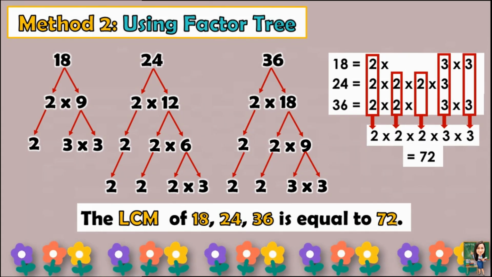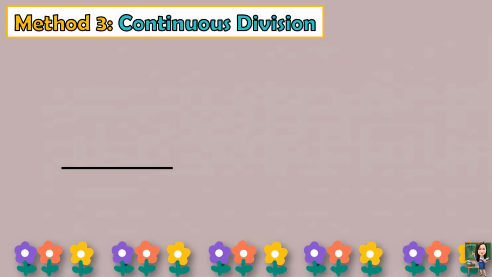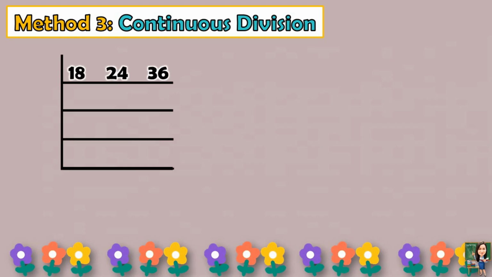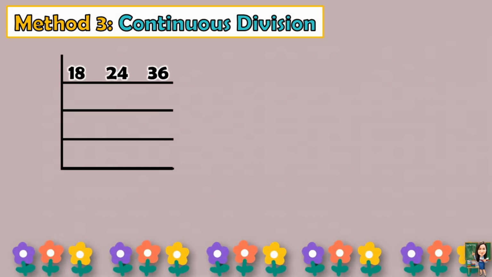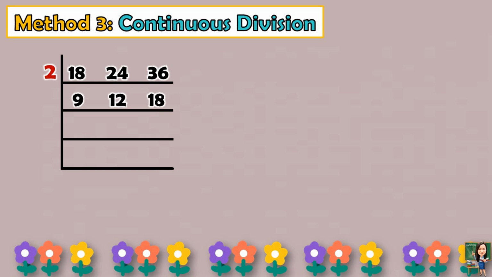Therefore, the LCM of 18, 24, and 36 is equal to 72. Another method to solve the problem is the continuous division. 18, 24, and 36 are divisible by 2. 18 divided by 2 is 9. 24 divided by 2 is 12. 36 divided by 2 is 18.